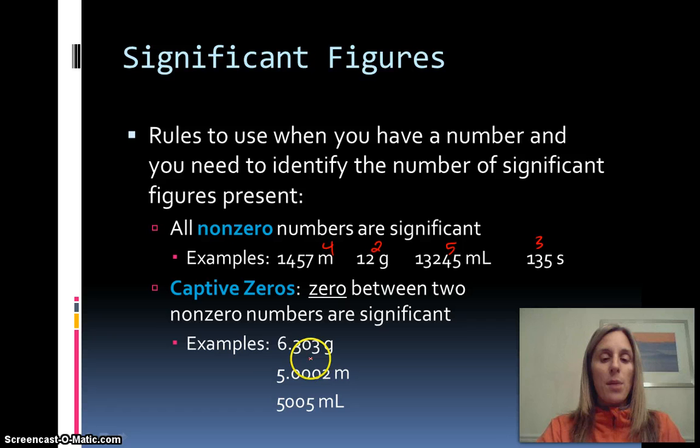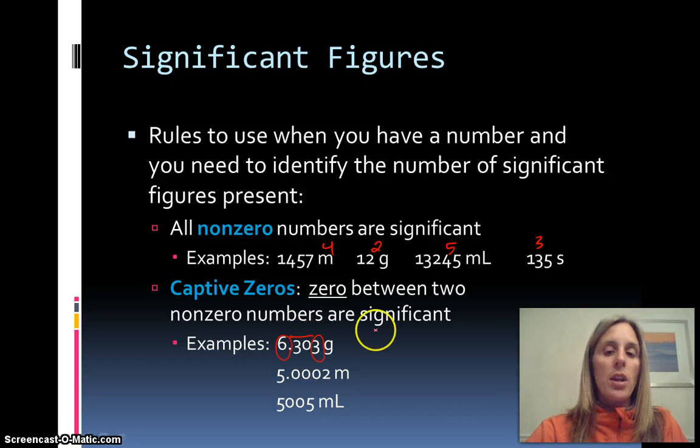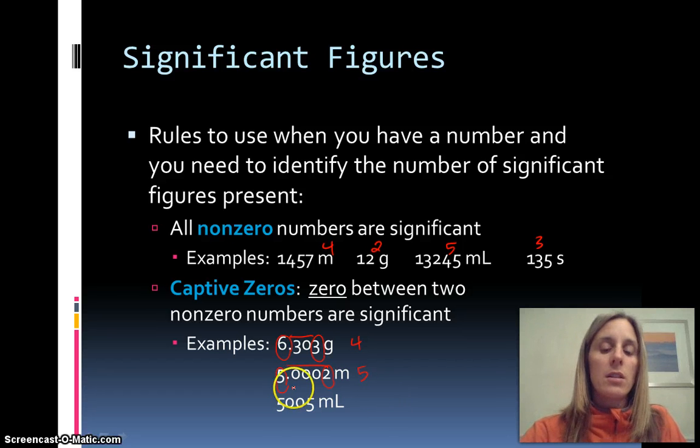So if we look at this first number, 6.303, we've got a non-zero number on the front, we've got a non-zero number on the back, so everything in the middle is good. So we would have 4 sig figs there. If we look at the number 5.002, we've got a non-zero on the front and a non-zero on the back, so everything in the middle is good. So we'd have 5 sig figs there. And in 5005, we've got a non-zero on the front and a non-zero on the back, so everything in the middle is good.